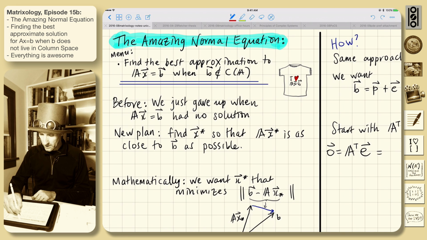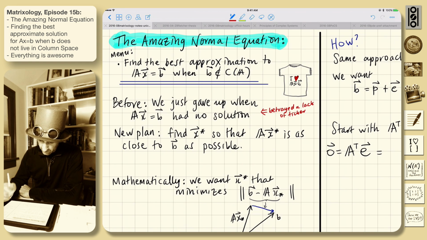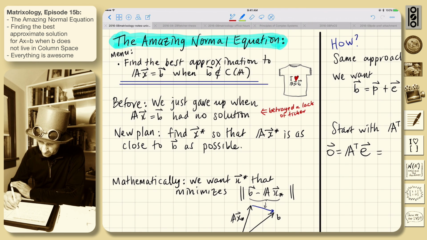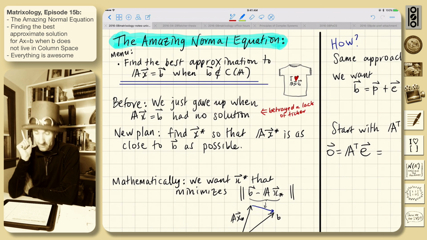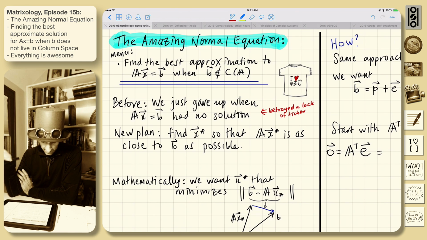So we're going to toughen up a little bit, and I don't know if that's the right analogy. Anyway, we're going to pull ourselves together and get over the fact that we can't find an exact solution, because that happens a lot.